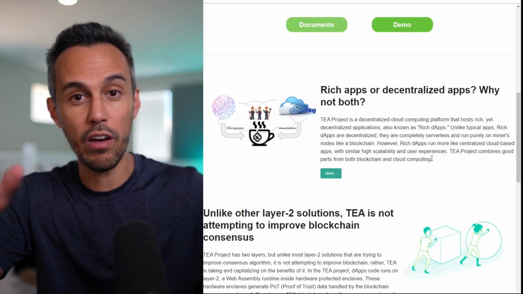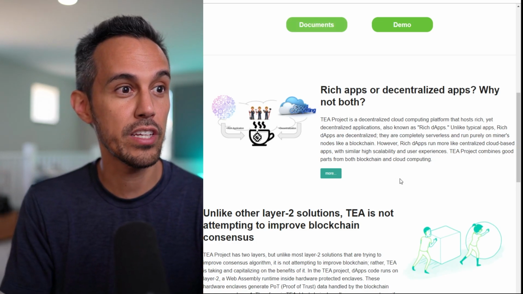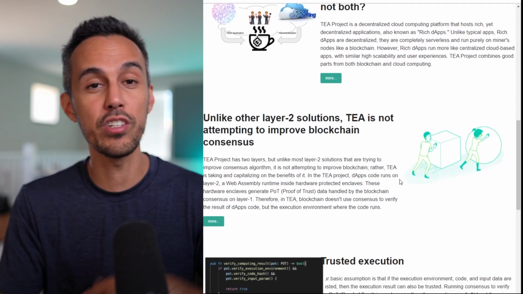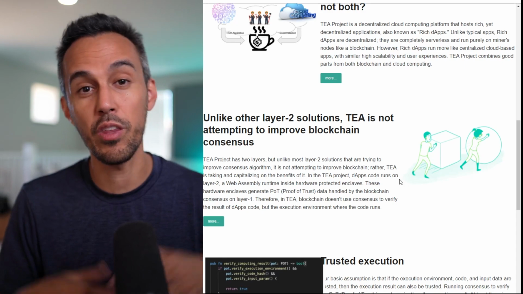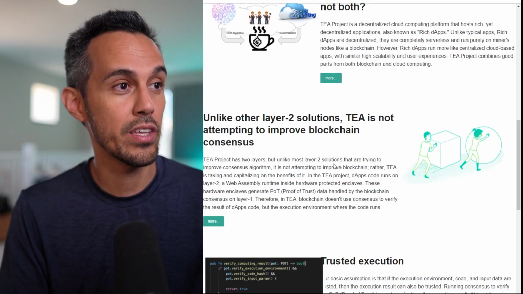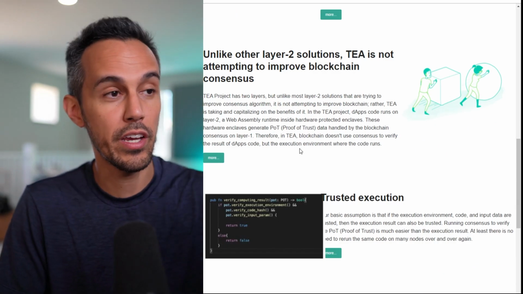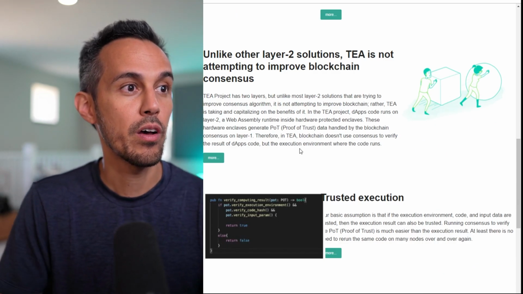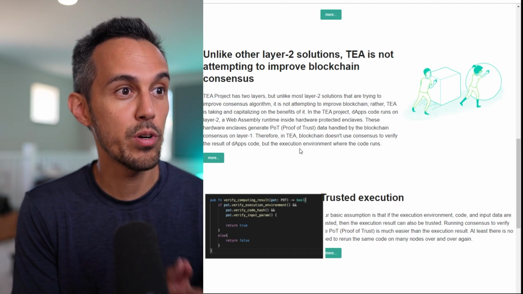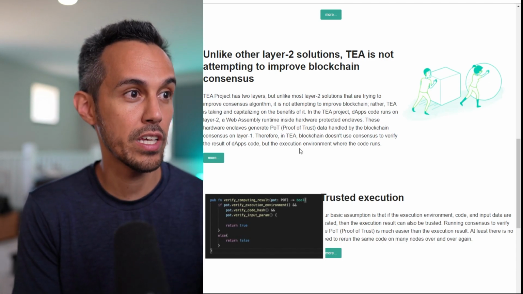T Project combines good parts from both blockchain and cloud computing. And they show a graph later on comparing the different things, I think in their one-sheeter, which I thought was great. Obviously, there's a lot of move to cloud computing and the benefits of it. So I think that the way that this project is going totally makes sense. The app's code runs on layer 2. A WebAssembly runs inside hardware and protected enclaves. These hardware enclaves protect proof of trust data handled by the blockchain consensus on layer 1.